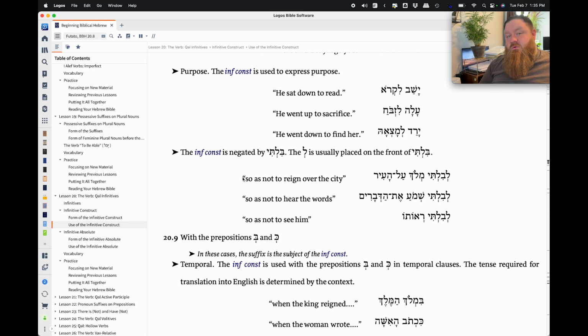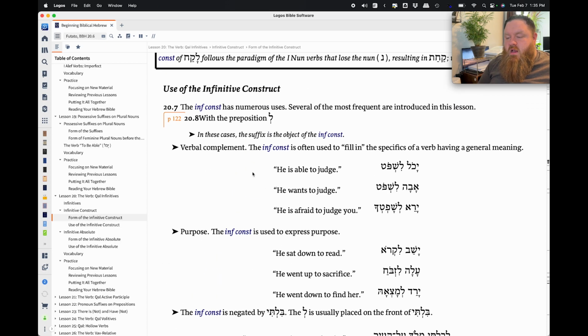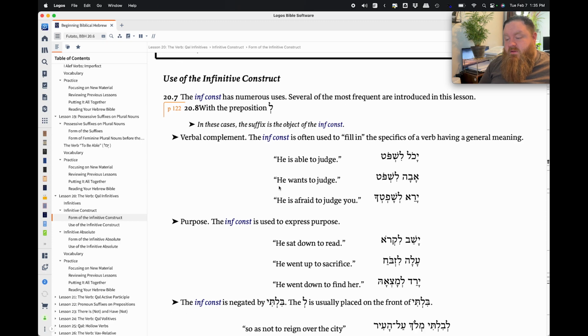And then if you want to negate the infinitive construct, we had this word in our vocabulary last week because we're introducing it this week, but bilti, this is the negative particle here that's used for infinitives, all right? So it often will have the lamed in front of it, and this is where his translation so as not comes from, but this is lest something happen. So you could translate this as so as not to reign over the city, or you could translate it as lest he reign over the city. You know, that's kind of how lest versus so as not works, okay? But those are common uses of the infinitive construct with the lamed preposition.